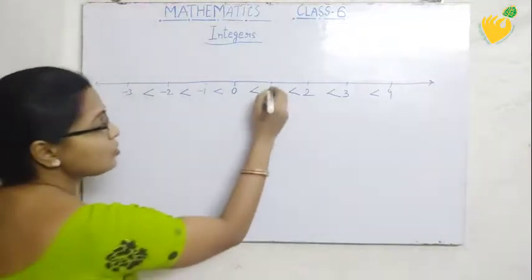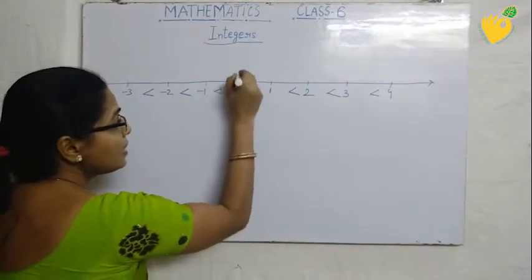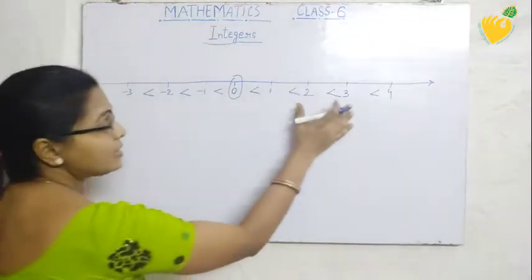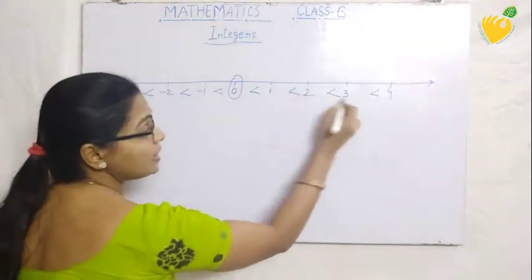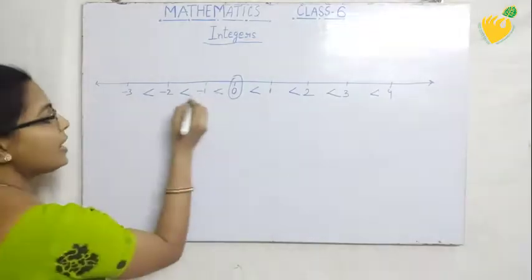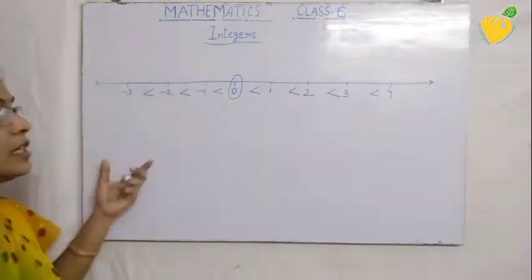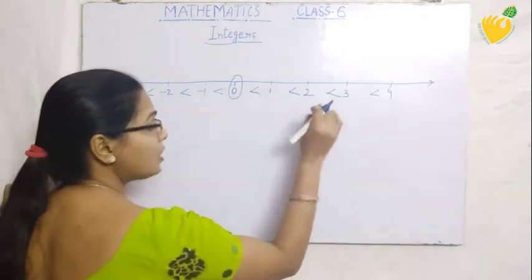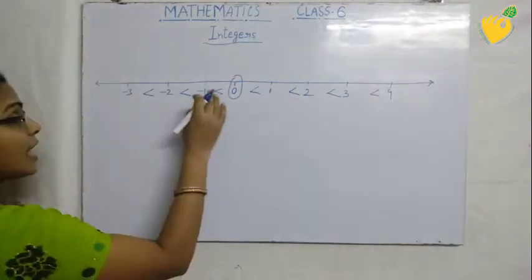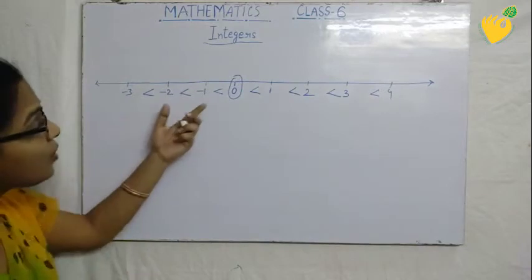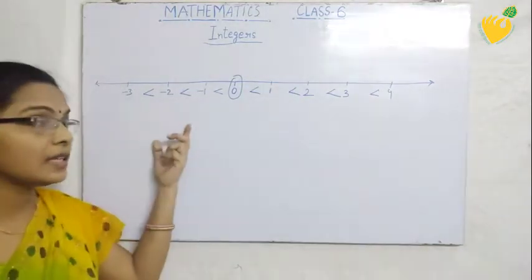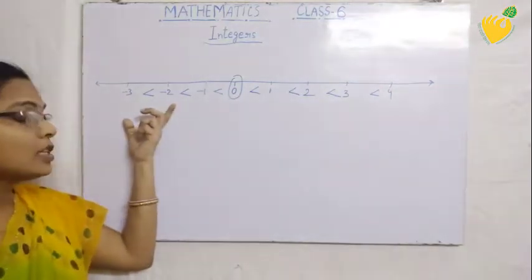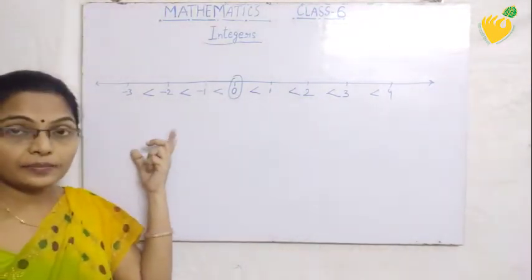So what did we notice students? That 0 holds the mid position on the number line. On the right hand side all the positive integers are there and on the left hand side all the negative integers are there. On the right hand side as we move away from 0 the numbers are increasing and on the left hand side as we move away from the 0 the numbers are decreasing. So positive integers on the right hand side and negative integers on the left hand side.